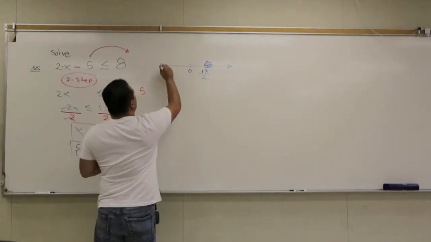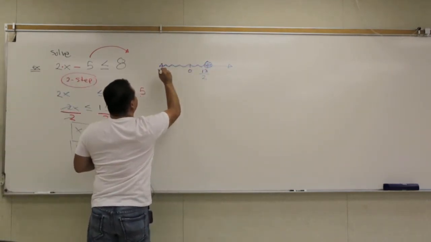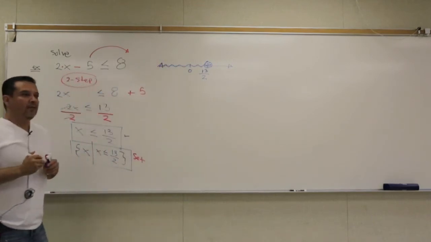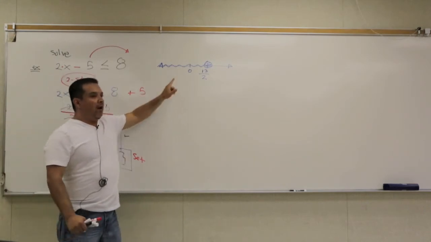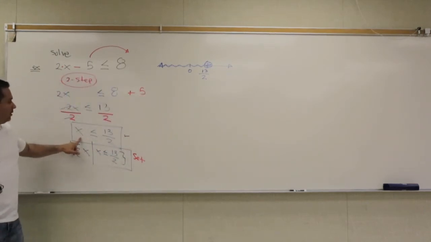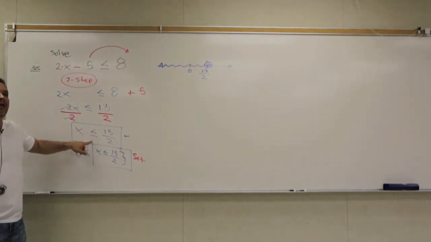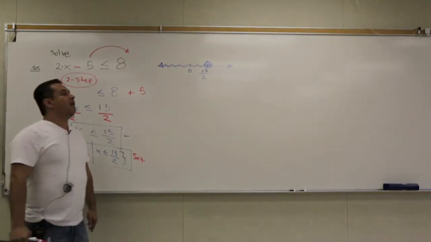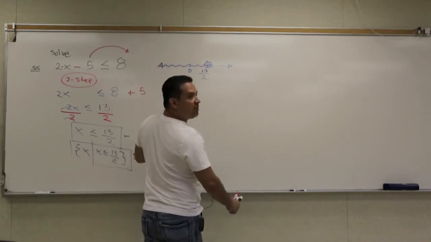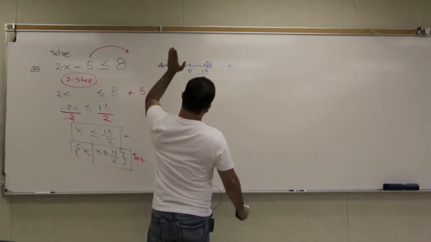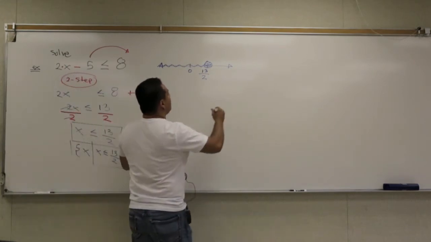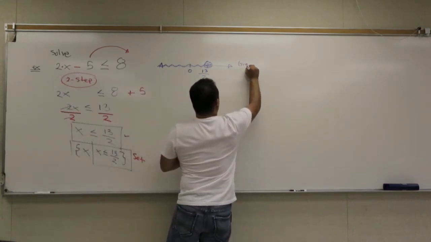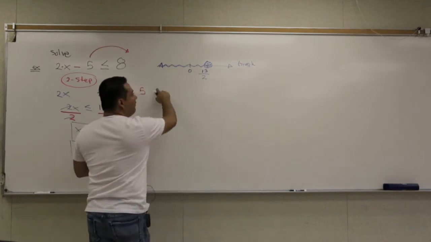Then I'm going to shade everything to the left. You say, why do I shade everything to the left? Well, because what are they asking for? Numbers that are less than or equal to 13 halves. Numbers that are less than are numbers that are smaller. Smaller numbers live to the left. So here's your graph, and you're going to graph this if they ask you, and then also you have interval notation.